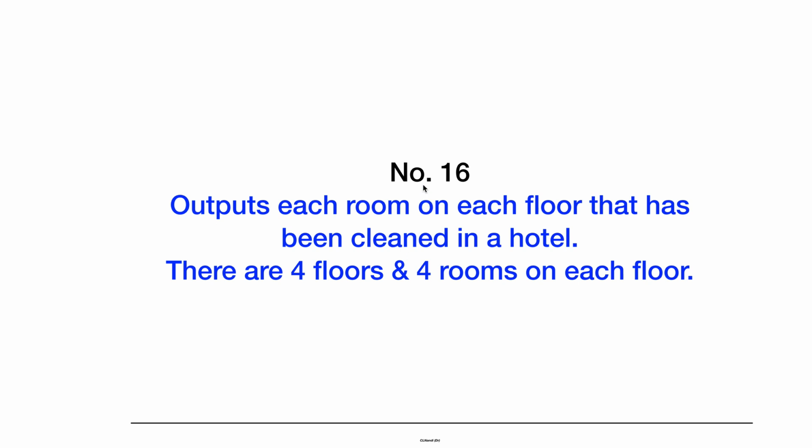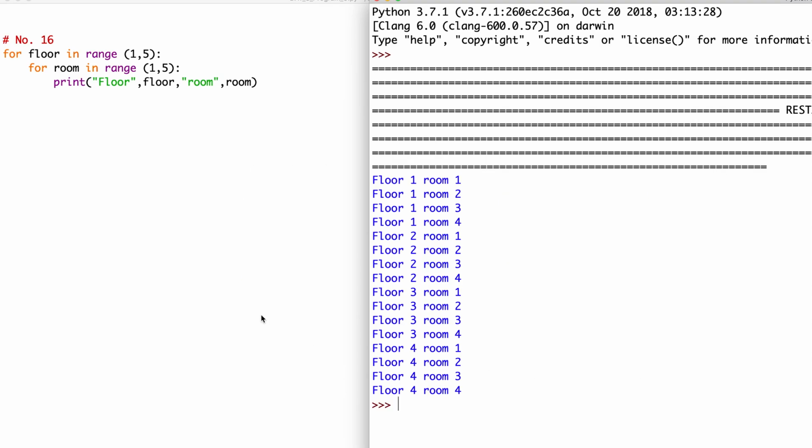Okay, for number 16, write a program which outputs each room on each floor that has been cleaned in a hotel. There are 4 floors and 4 rooms on each floor. Now when we look at the output, it will become clear what is actually meant by this question. Here is a solution for number 16, and it makes use of a nested loop, an inner loop within an outer loop.